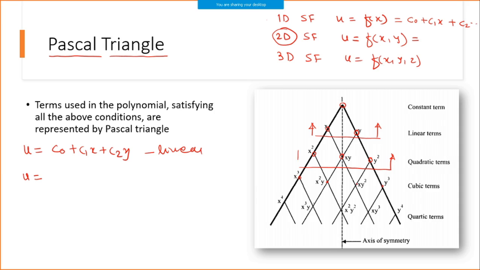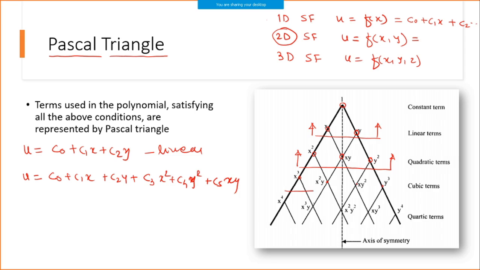Then if I'm going for a quadratic, I have to consider the terms above that line, all the terms I need to take. I need not miss any of the terms. This I am going to write: C0, C1x, so I'm going to take these two, C2y. Then I need to take all these three also: C3x square plus C4y square and C5xy.